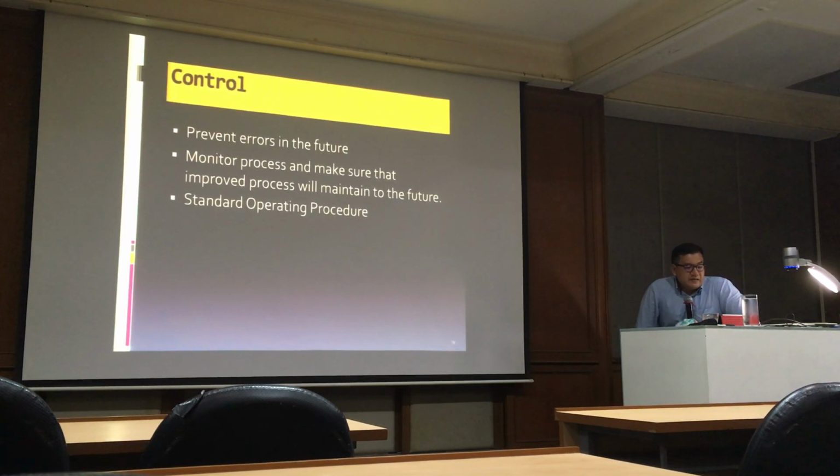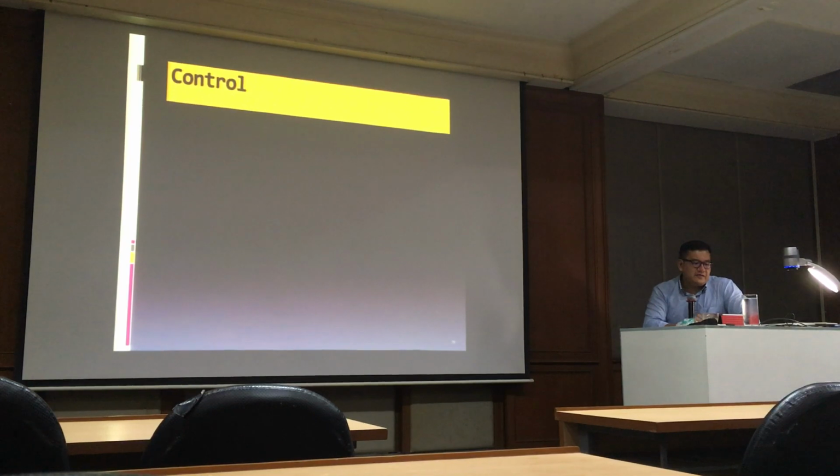Again, we would like to monitor the process and make sure that we can maintain the improved process in the future, right? And in this case, the control phase also includes the way that you try to make a standard of your process, or doing the SOP, standard operating procedure, right? That's used as a manual for your employee to operate in order to maintain the improved process for the future.